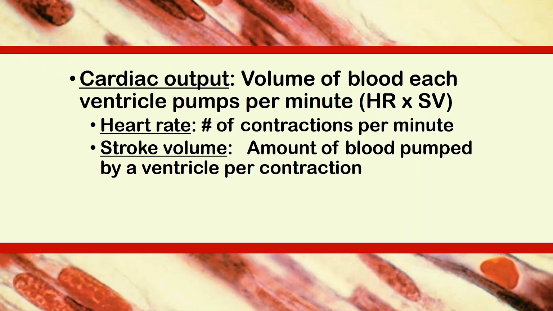The cardiac output is going to be the volume of blood that each ventricle pumps per minute, and is going to be the product of the heart rate, or the number of beats per minute, multiplied by the stroke volume, or the total amount of blood that's pumped with each contraction of the ventricles. Put together, the rate per minute of contractions times the volume of blood per contraction gives you the volume of blood per unit time, or the cardiac output.